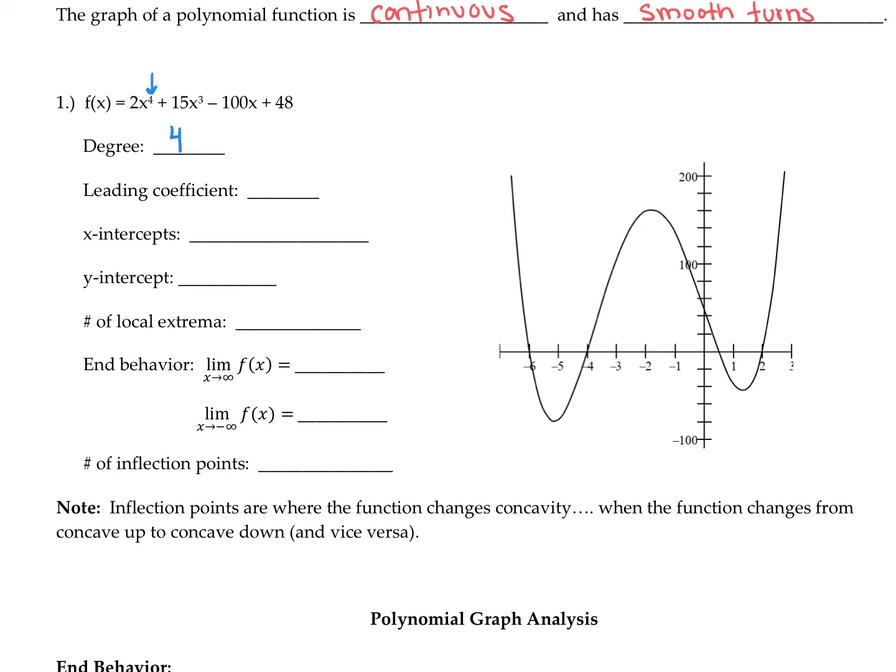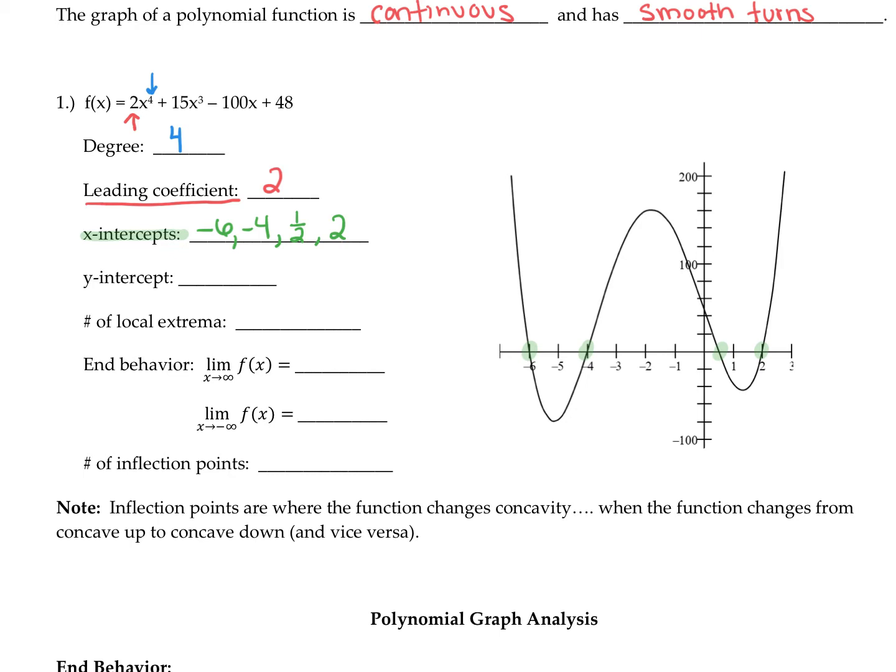We talk about leading coefficient. That's going to come from the coefficient on the term with the highest power, so 2. X-intercepts are going to come from the graph. So if I look on the graph, I have x-intercepts at -6, -4, 0.5, and 2. So -6, -4, 1/2 or 0.5, and 2.